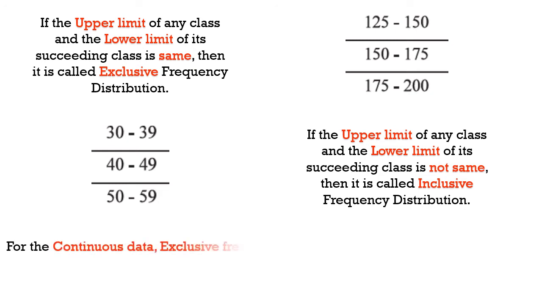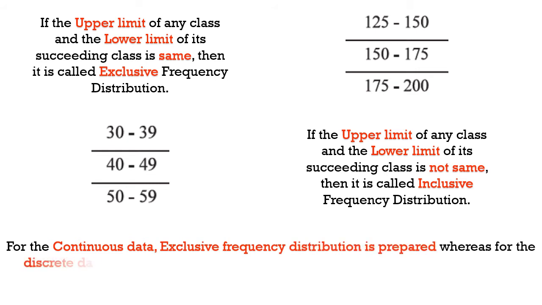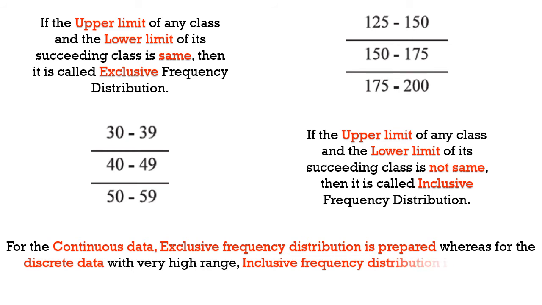For the continuous data, exclusive frequency distribution is prepared, whereas for the discrete data which has very high range, inclusive frequency distribution is prepared. Okay, so whenever the data is continuous, we prepare exclusive frequency distribution, but when the data is discrete but with very high range, then we prepare inclusive frequency distribution.